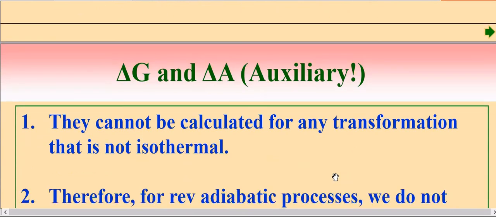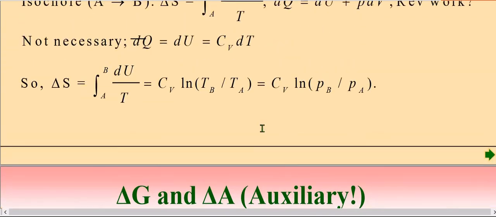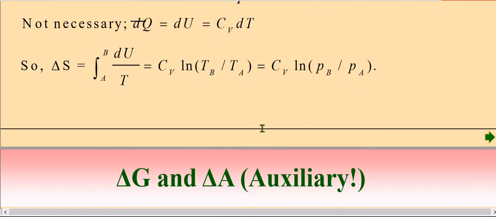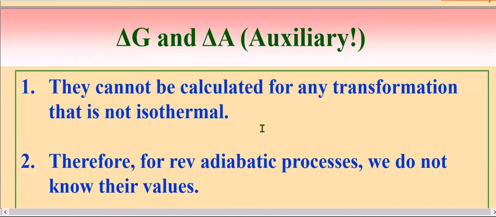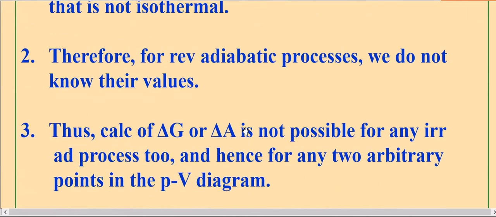Delta G and delta A. You see that in many of the examples that we calculated, we calculated delta S, delta U, delta H, and so on. We talked less about delta G or delta A, and we cannot talk about delta G and delta A for any transformation that is not isothermal. It is very important. Therefore, for reversible adiabatic processes, we do not know their values. So whenever you couple a particular irreversible change with a reversible adiabatic and a reversible isotherm, for the isotherm part you can calculate delta G or delta A, but for the adiabatic part, you cannot.